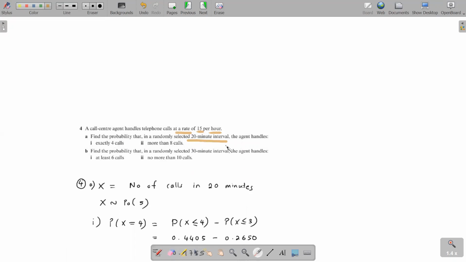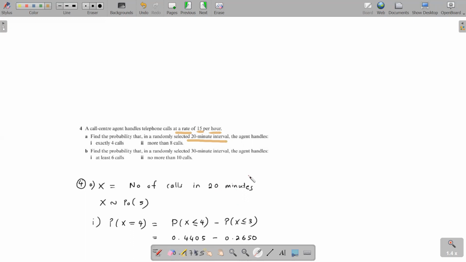more than 8 calls. So guys, the rate is given to you, lambda, is described as 15 per hour. But the question asks you about a randomly selected 20-minute interval. So the probabilities you need to find here are for a 20-minute interval. Because of that, when you're defining your random variable, capital X, you define it on the 20-minute interval. So that's how you need to define your capital X: the number of calls in a 20-minute interval.